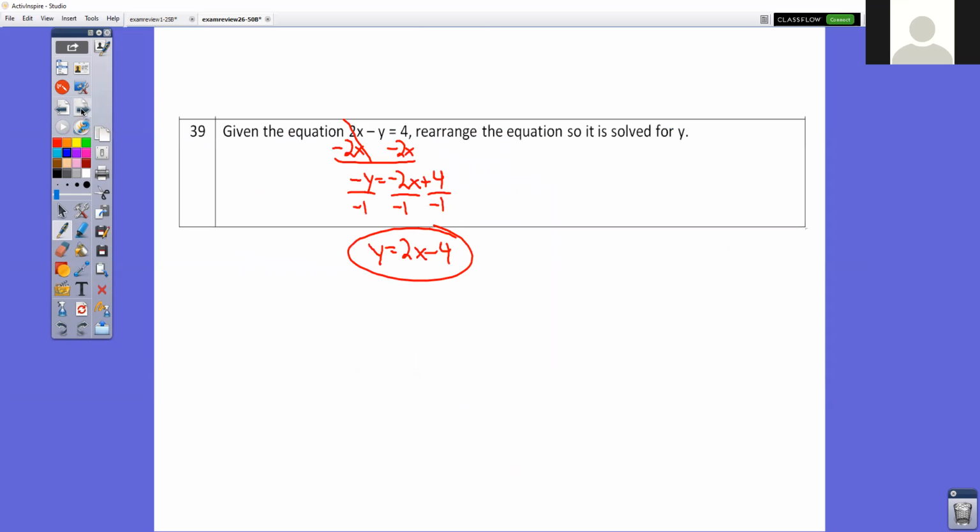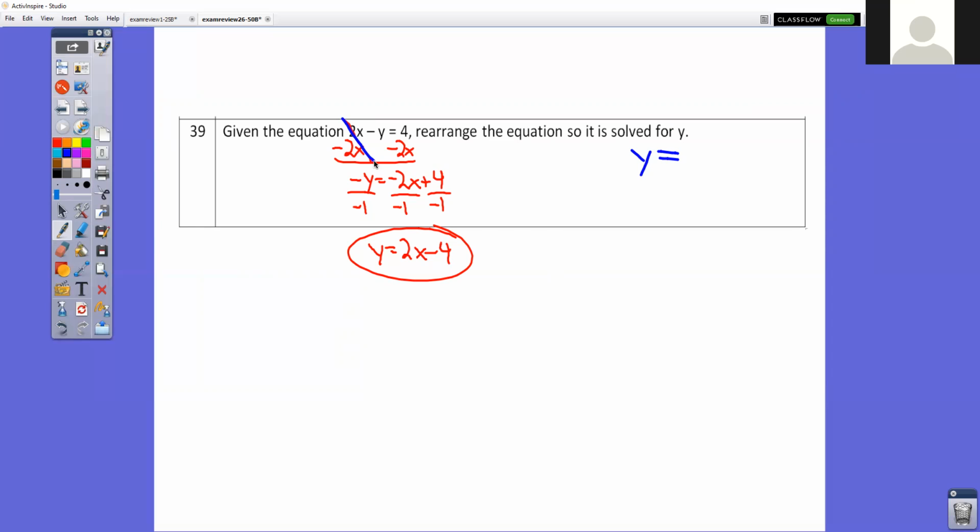In number 39, you want to rearrange the equation so that it is solved for y. Solve for y means that you have the y all by itself, as in y equals. To get this y all by itself, we need to get rid of the 2x. We get rid of the 2x by doing minus 2x and minus 2x. These 2x's cancel out. Bring down your negative y, bring down your equal sign. 4 minus 2x. We have to switch around the order. We can't do a plain number minus an x, but we can switch around the order like that.